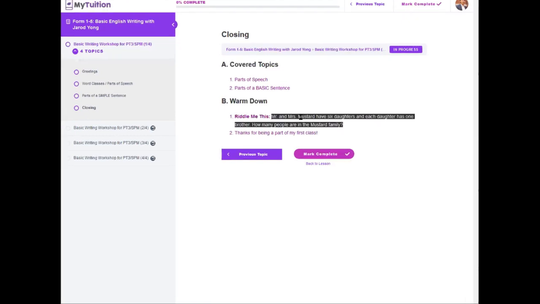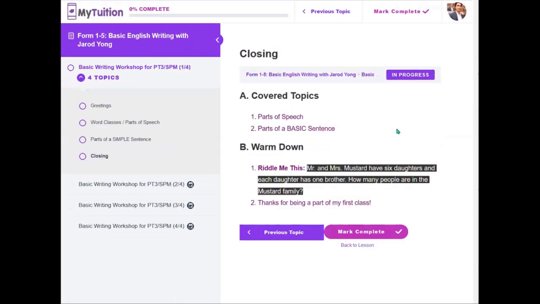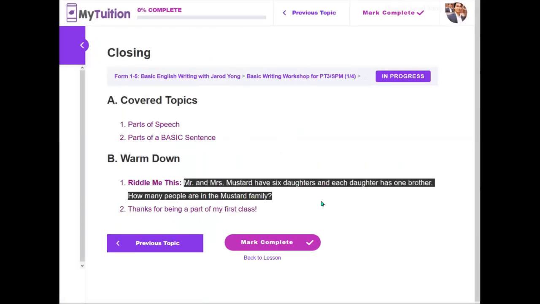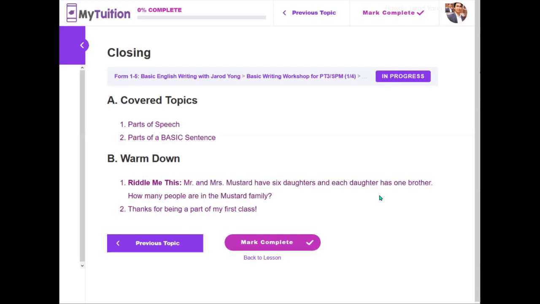Let's look back at the riddle that we talked about at the beginning of today's lesson. Mr. and Mrs. Mustard have 6 daughters and each daughter has 1 brother. How many people are in the Mustard family? So the answer is Mr. Mustard, 1; Mrs. Mustard, 2; 6 daughters, 8; so they have the same 1 brother. So there are 9 people in the Mustard family.